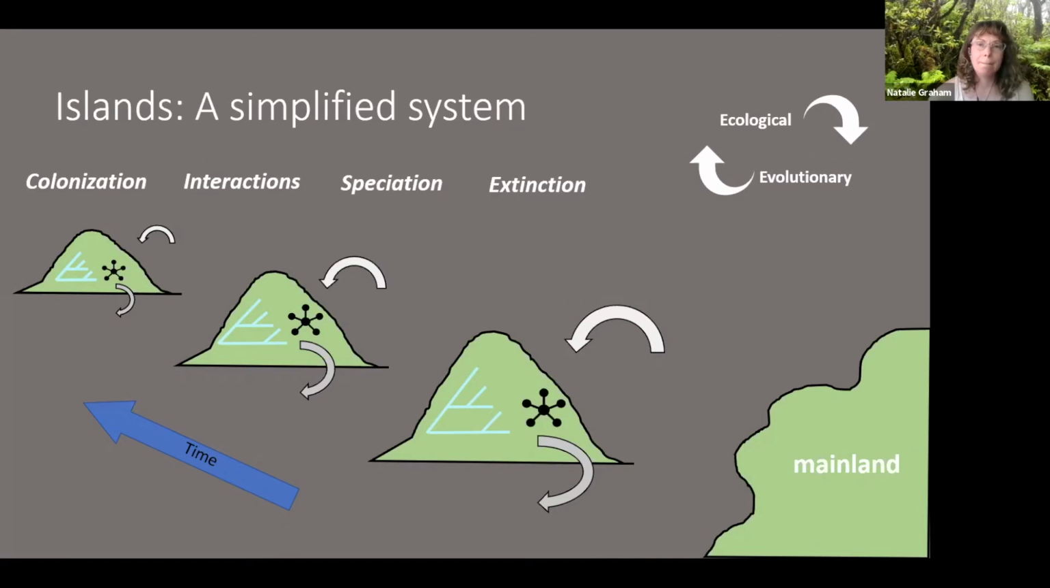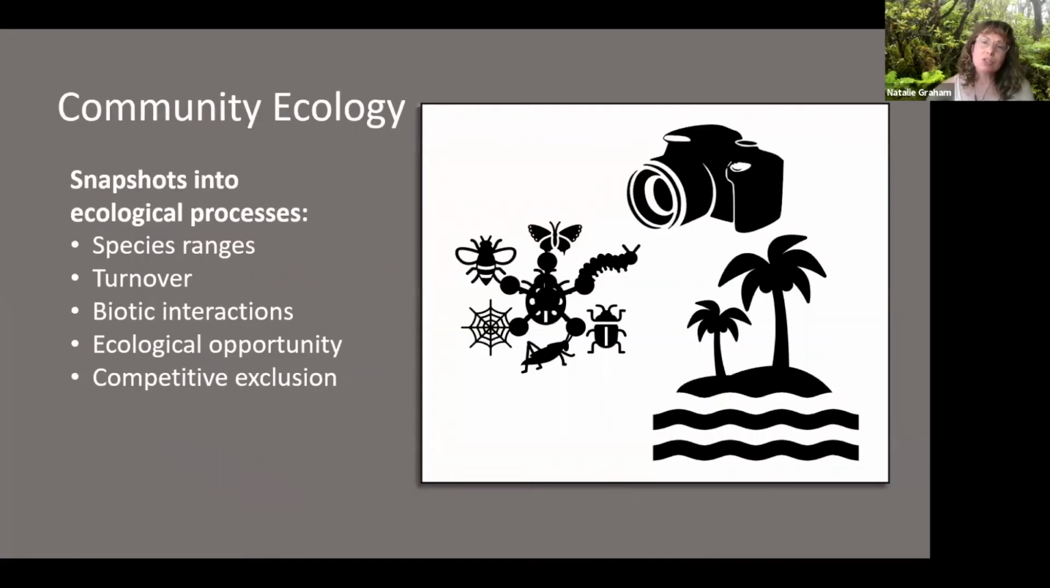So a traditional approach to understanding community assembly is this community ecology approach. This is the idea of a snapshot into ecological processes. So looking at what are the extent of where species live or their species ranges, how many species live in one area, what's the turnover between different areas, different species, and so on.